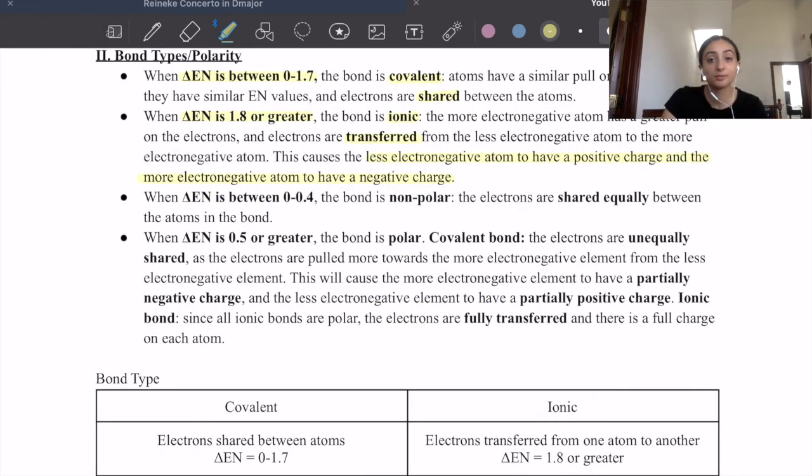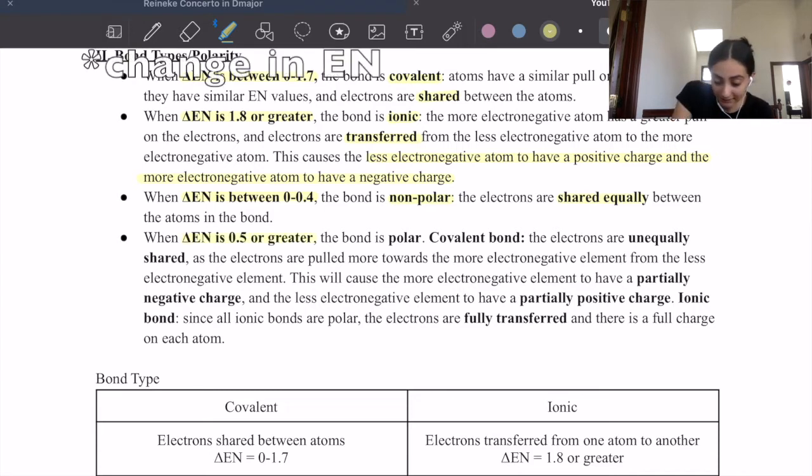So now we're going to talk about bond polarity, and this is different from bond type because it classifies if the electrons are shared equally or if they're shared unequally. So if the change in electronegativity is between 0 and 0.4, the bond is nonpolar, which means that the electrons are shared equally between the atoms in the bond. Because the electronegativity values are very similar, the pull on electrons will be the same or very similar from both of the atoms. Therefore, the bond will be nonpolar.